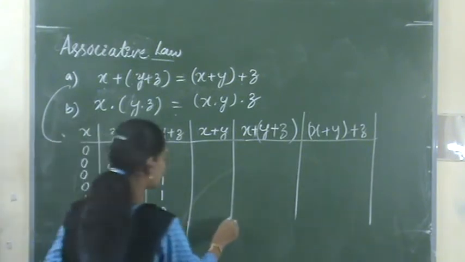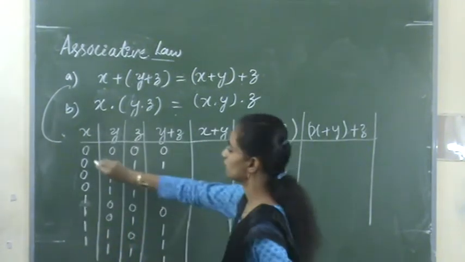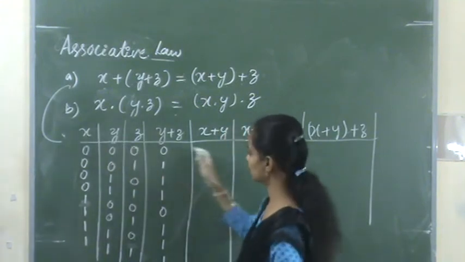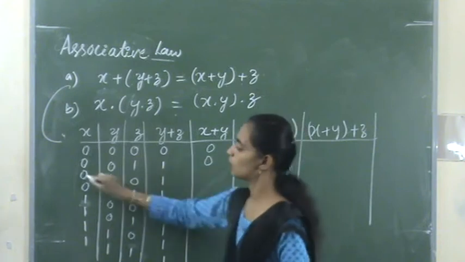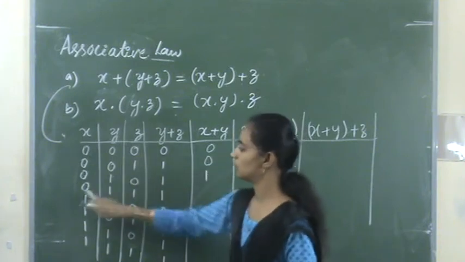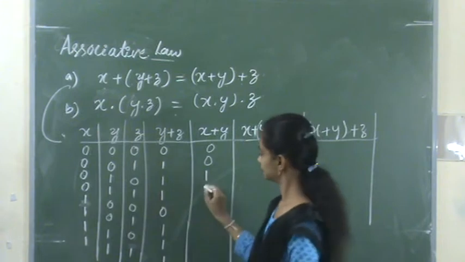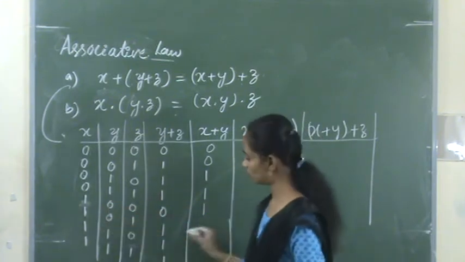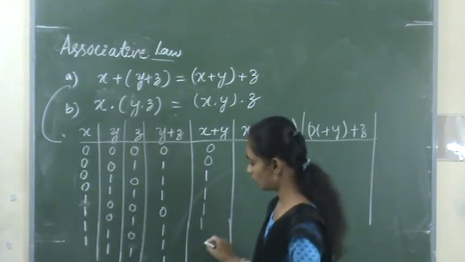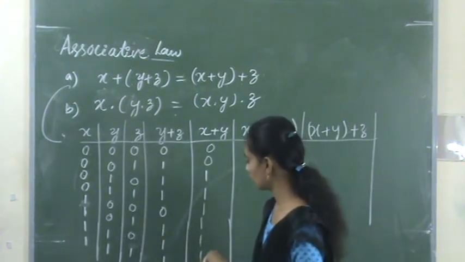Then we have to perform x plus y. So what is x? x is 0. 0 plus 0, we get 0. 0 plus 1 is 1. 0 plus 1 is 1. 1 plus 0 is 1. 1 plus 0 is 1. 1 plus 1 is 1, and then 1 plus 1 is 1, right?